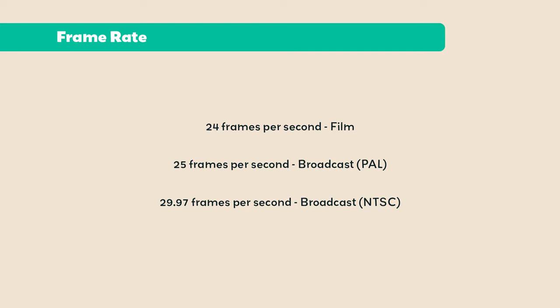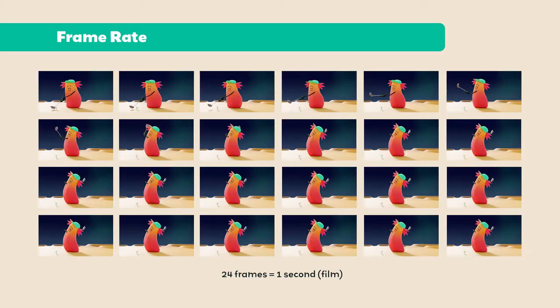Now, there are different frame rates used within animation for different purposes. The most common are 24 frames per second for film, 25 frames per second for broadcast PAL, and 29.97 frames per second for broadcast NTSC. Other frame rates, such as higher frame rates, can be used for smoother motion within games, and also slow frame rates are often used for simpler styles of animation. For the purpose of this class, we'll be sticking to the 24 frames per second film frame rate.